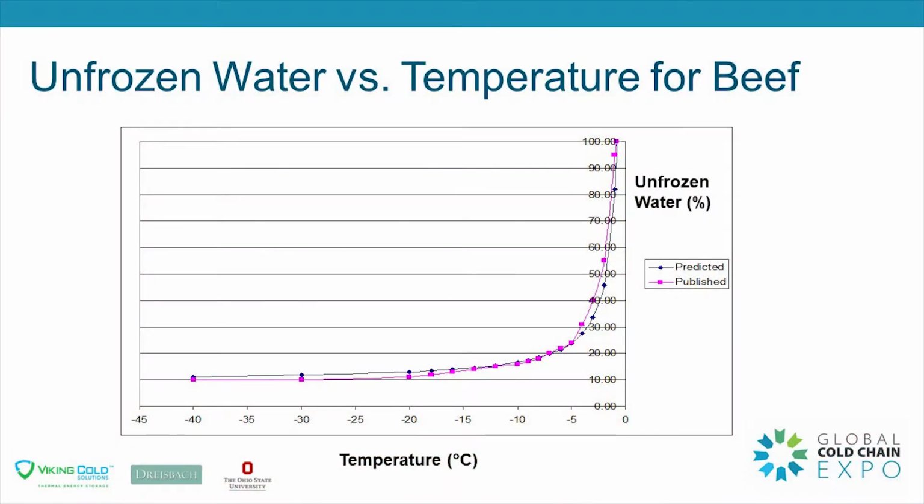So, larger ice crystals we don't want. There's my unfrozen water temperature curve for beef. It drops very rapidly as you go below the freezing temperature, which is just below 32 Fahrenheit, but it never, ever gets to 0. There's always some unfrozen water in any frozen food.